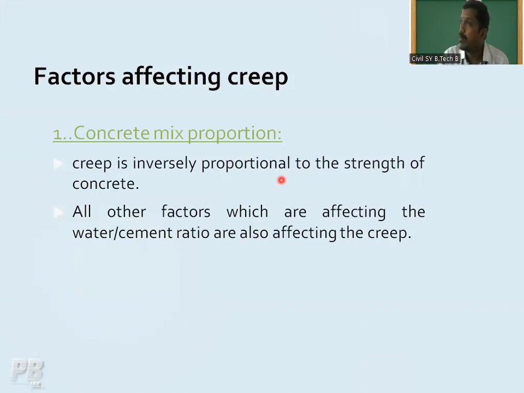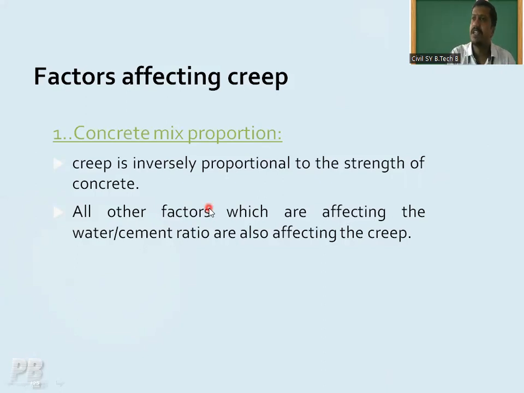If creep is more, that means there is more deformation of the structure, and if there is more deformation, that means the strength of the structure goes on reducing. Understood how they are relating to each other? So creep of the concrete, the creep which is going to happen in the concrete body, is inversely proportional to the strength of the concrete. Okay.